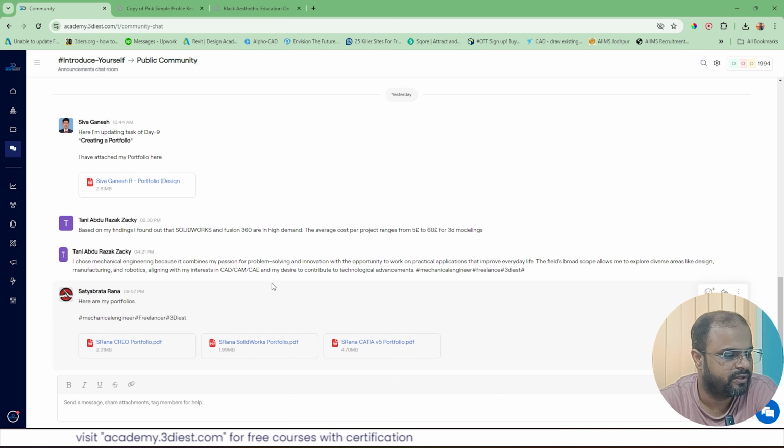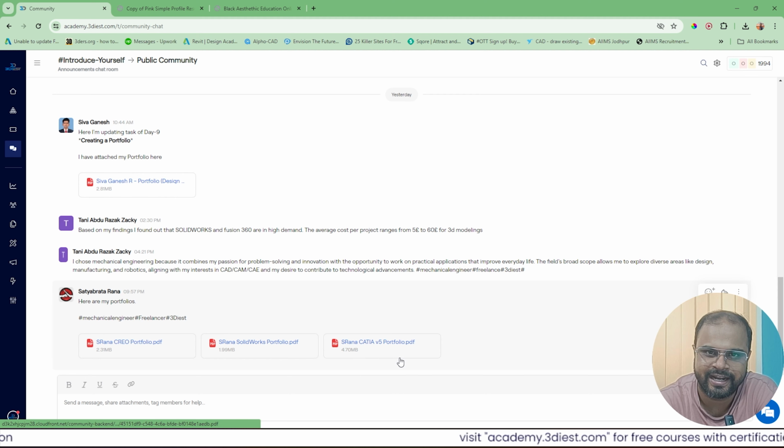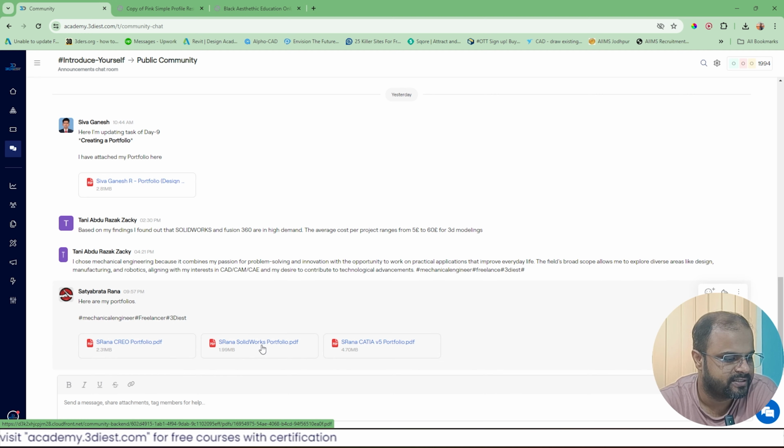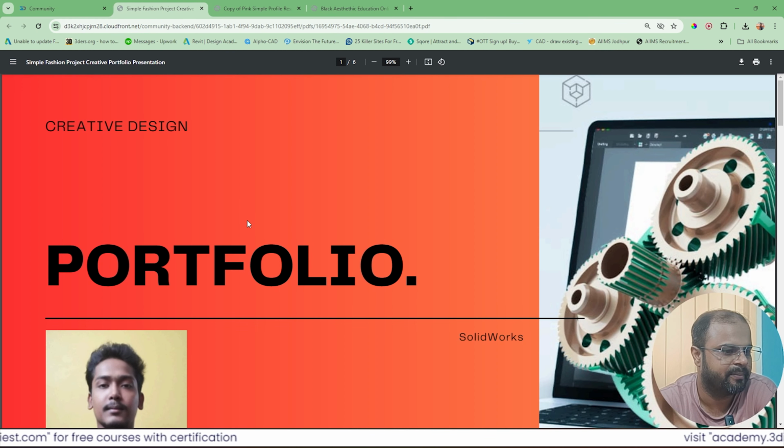So now we are going to review the last portfolio, and the last portfolio is from Satya Barara. Here you can see that he has submitted 3 different portfolios of three different categories, like one is for Creo software, one is for SolidWorks, and one is for CATIA. So I will open this SolidWorks portfolio submitted by Mr.